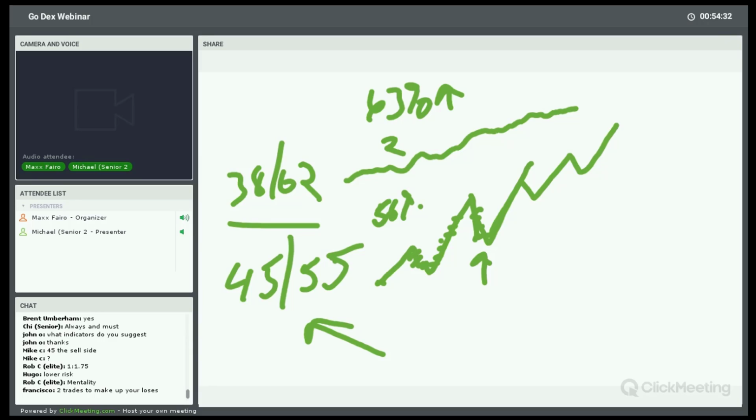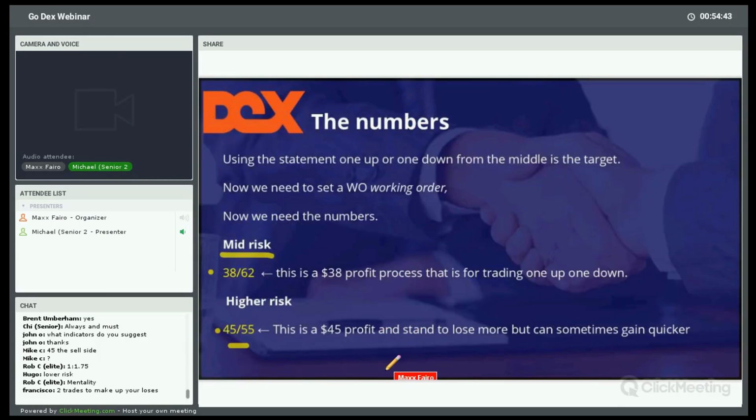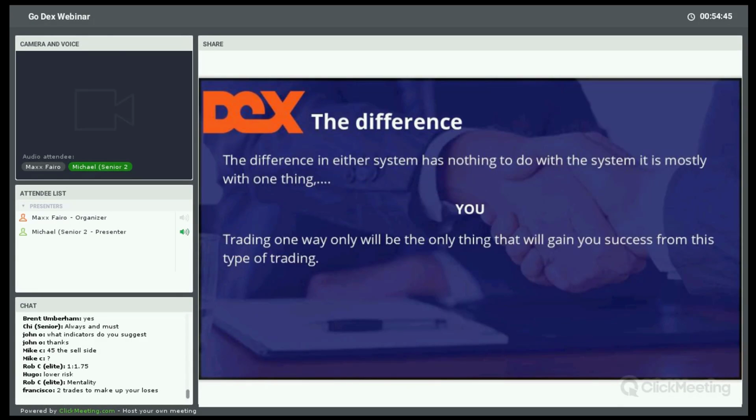If I show you your journal, don't worry, I'm not going to embarrass you. I'm not going to insult you. But I'm going to tell you right now that if you're trading one of these 2 levels, you're way ahead of the game. The difference between the 2 on either system really has nothing to do with the system itself. It's all about one thing, and that's you. You have a preference. Trading one way only will be the only thing that will gain you success from this type.